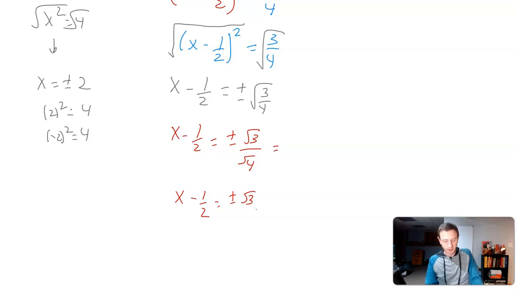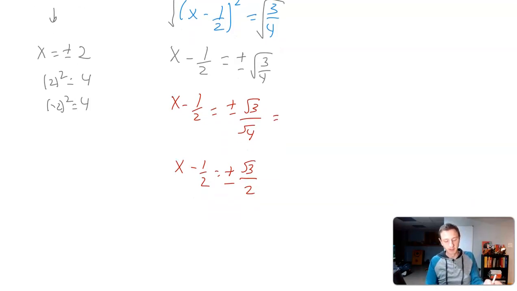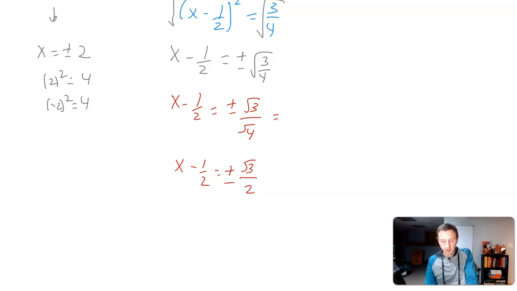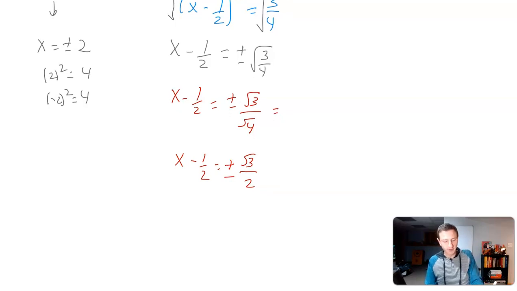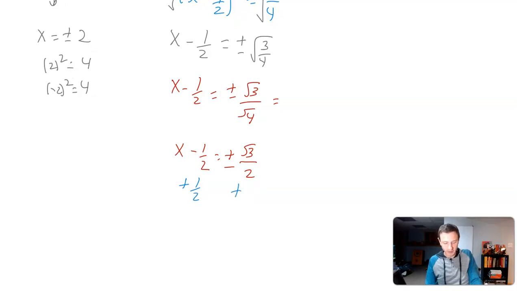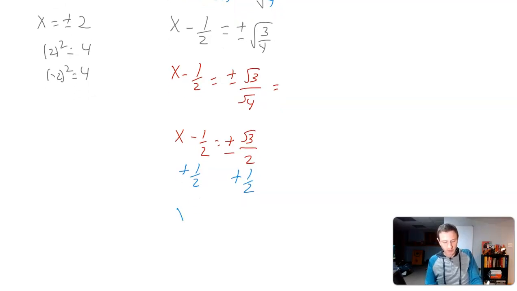And let me not put the fraction bar over everything like that. Over 2, because the square root of 4 is 2. So the square root of 3 over 4 is the square root of 3 divided by 2. And I still have that plus minus. And finally, we're starting to crawl down to the end here. I just have to get x by itself, and I'm going to add 1/2 over to both sides. So I will get x equals positive and negative square root of 3 over 2 plus a half.